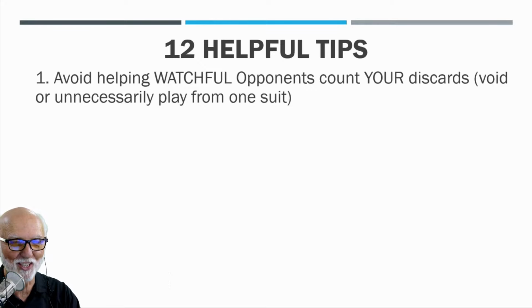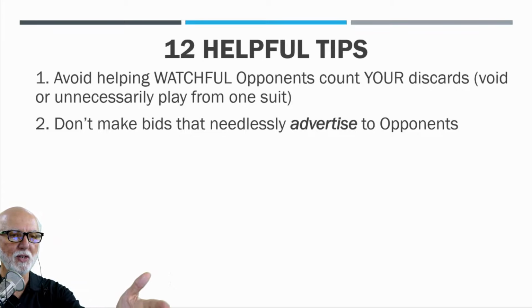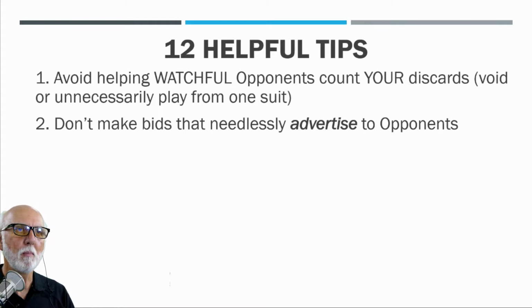We will be watching. Okay, number 2, don't make bids that needlessly advertise to the opponents. Let's say that I go 1 spade, my partner goes 2 spades to sign off, and then I do 3 of another suit, a lower suit, 3 diamonds. I need some help in the diamond suit. I'm not saying I want to play in diamonds. We want the major, but I'm looking for help. Can you help me in the minor?